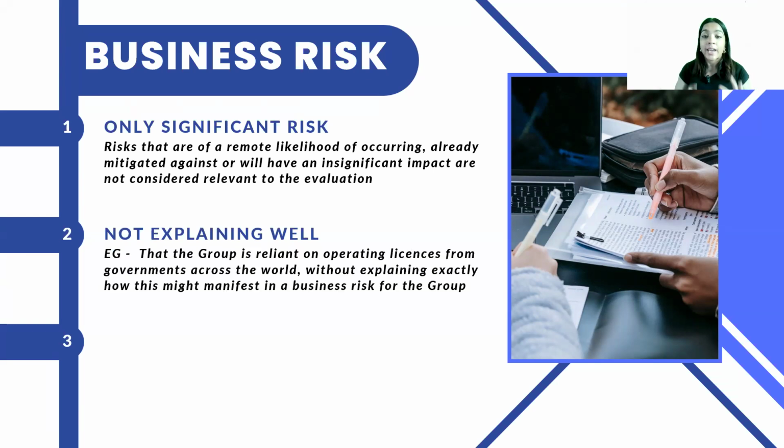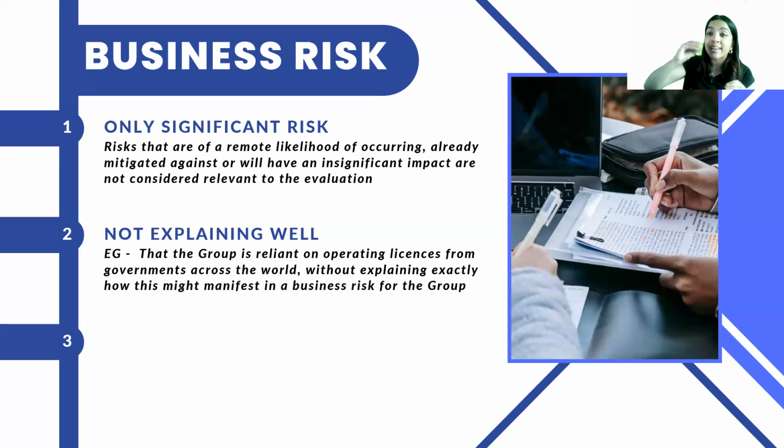Not explaining well. This is the major mistake, that you don't explain it well. It is very important to understand that you will not get enough marks if you do not explain it well. For example, the examiner has given us an example: the group is reliant on operating licenses from the government across the world. If you only identify this and say this is a significant business risk, you will not get more than half marks, I can guarantee. Why? Because you did not explain what the risk is here and how it will impact our business.